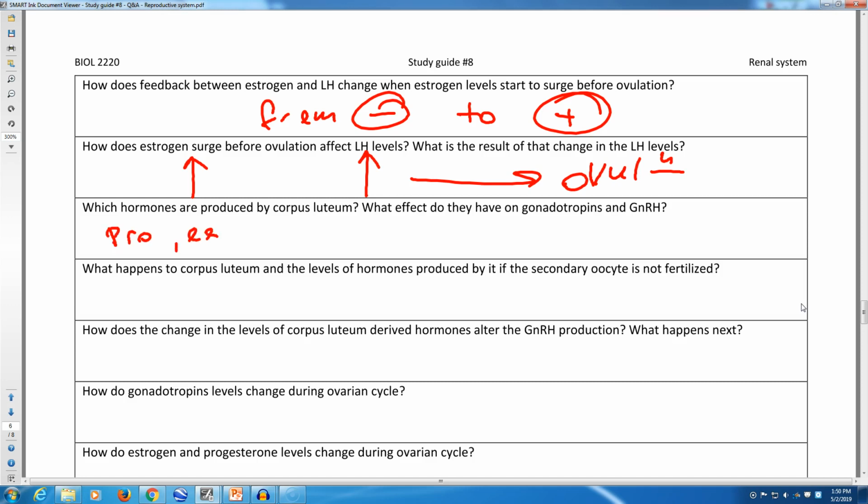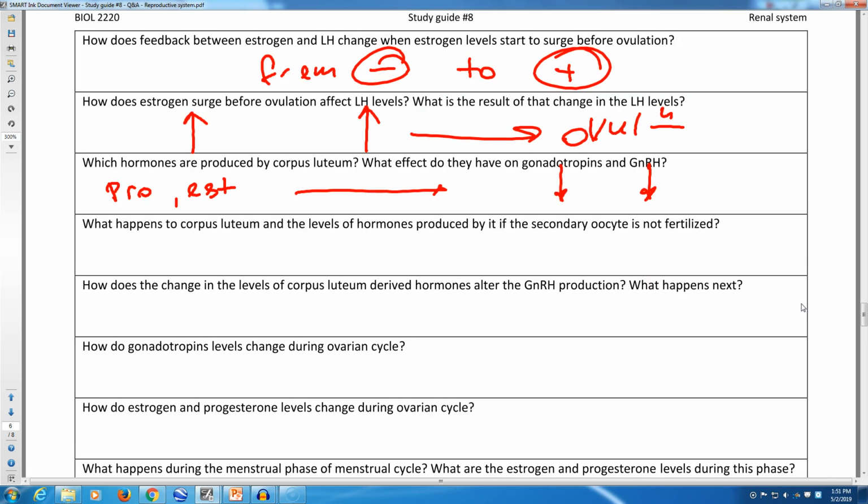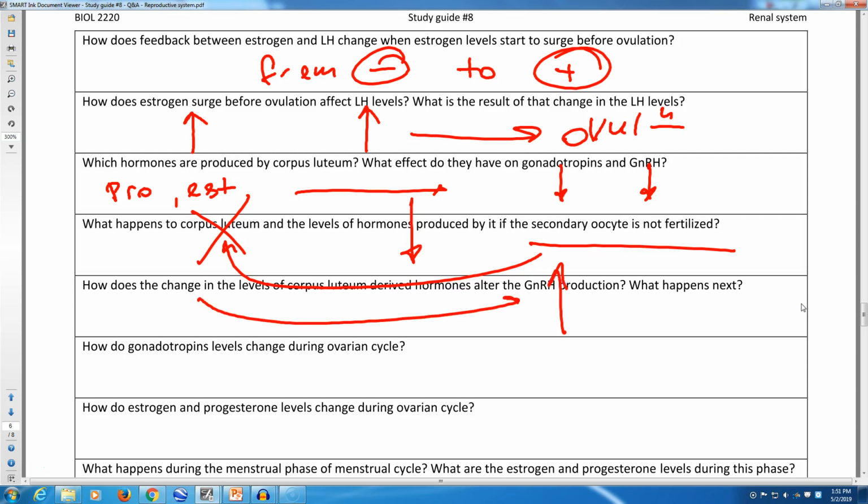Progesterone and estrogen are produced by the corpus luteum. At this point, it's a negative feedback again that inhibits gonadotropins and GnRH. If the secondary oocyte is not fertilized, the corpus luteum degenerates, hormone levels go down. That change leads to increased GnRH production. Cycle starts over.